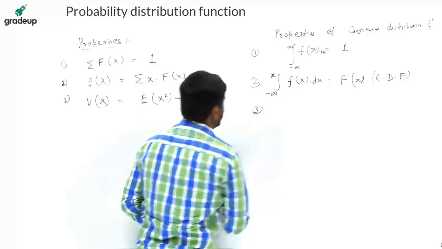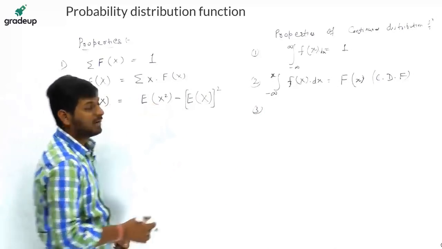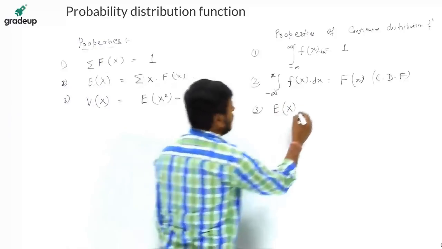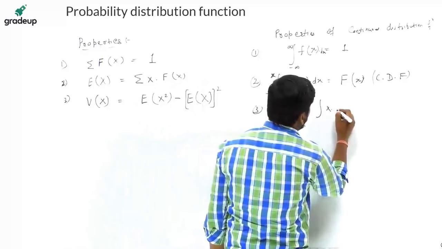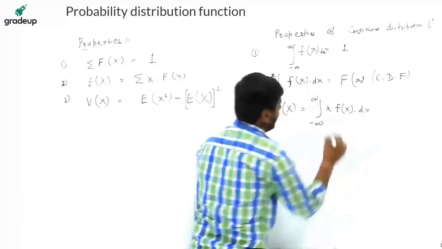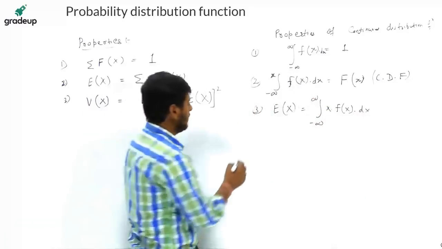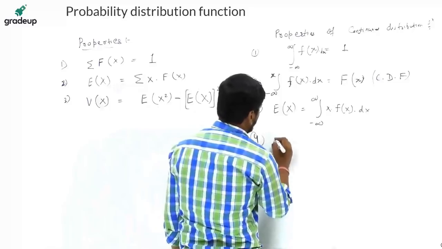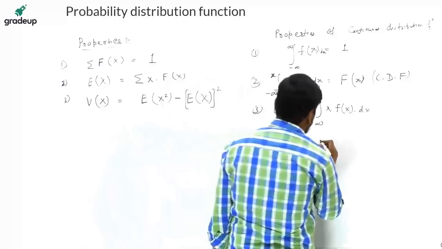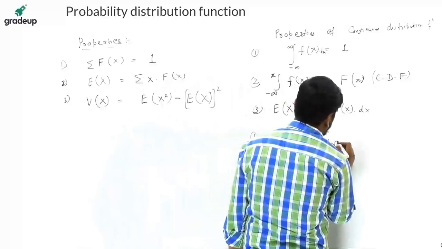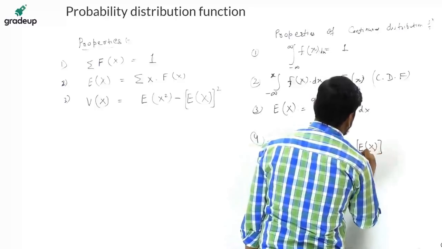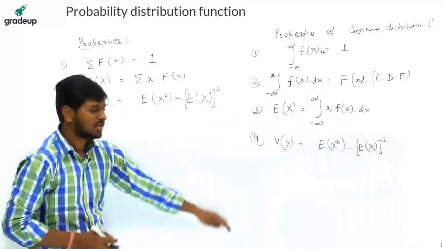Third property is also from here. What is the mean? Mean is represented by E(x), and mean is equal to integral of x into f(x) dx, and the integration is from minus infinity to infinity only. Fourth property is the same, variance of the random variable x. This is again equal to E(x square) minus E(x) whole square. This is the fourth property.